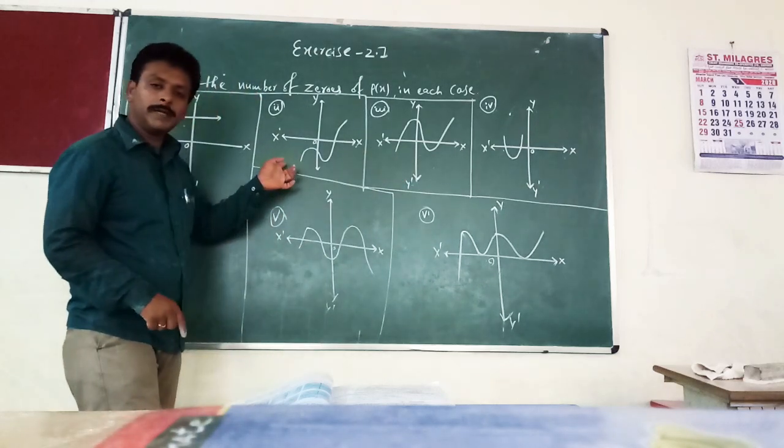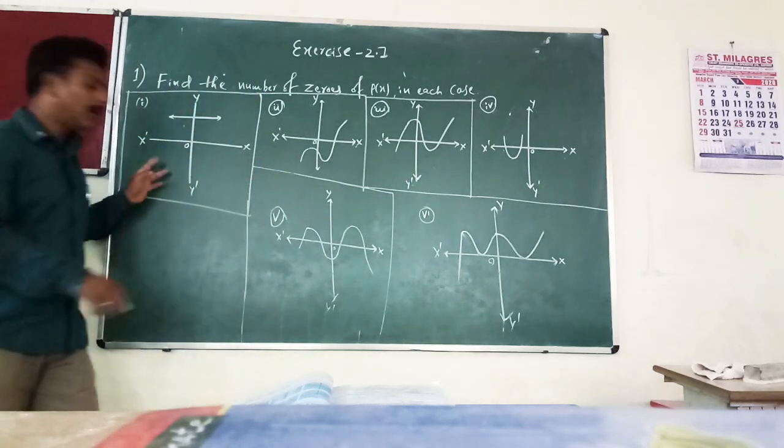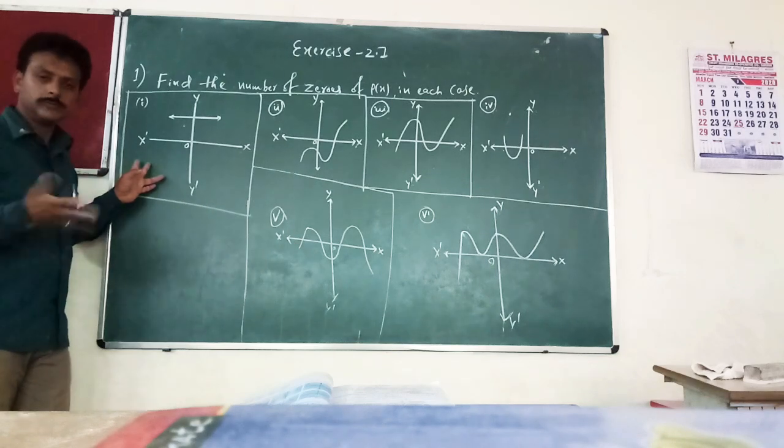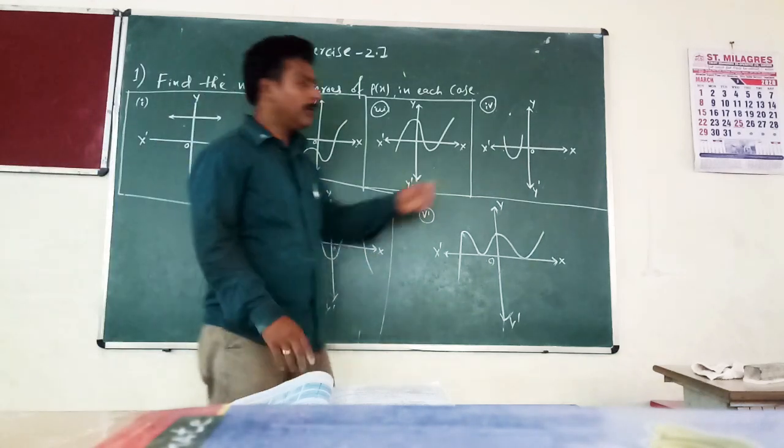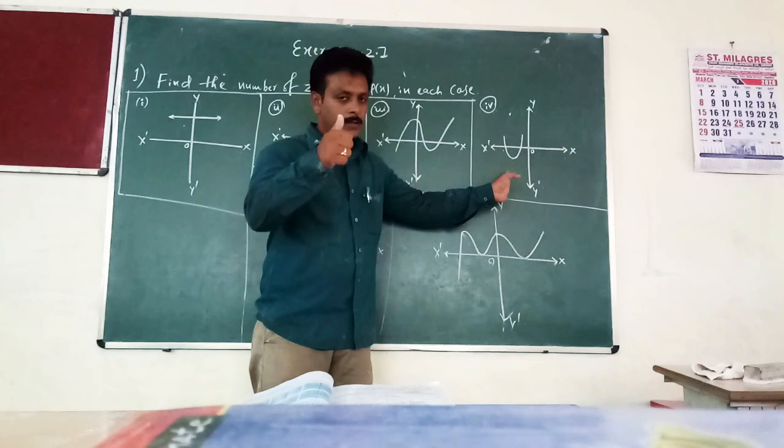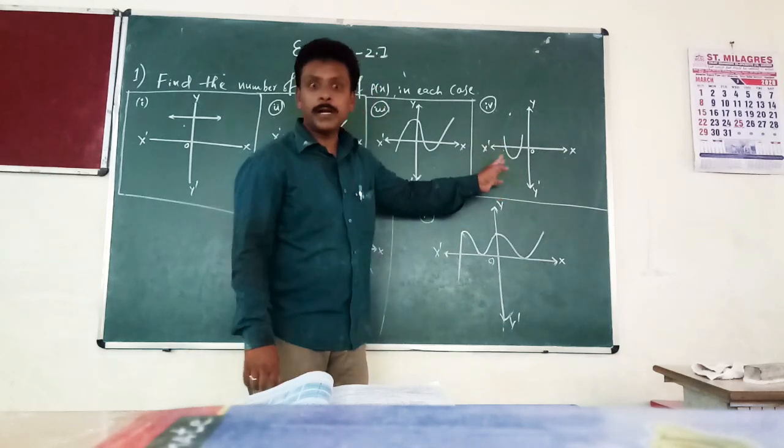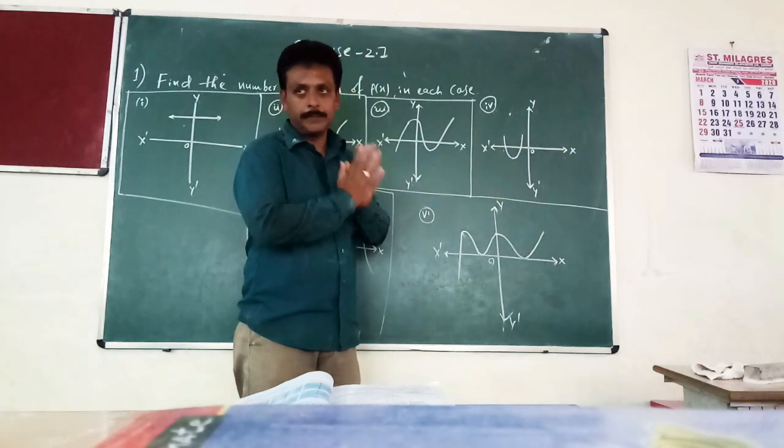0 of this polynomial is 1. 0 of this polynomial is 0. 0 means nothing. Now come to here, fourth one. Please observe here. This is a parabola, meaning a quadratic polynomial.